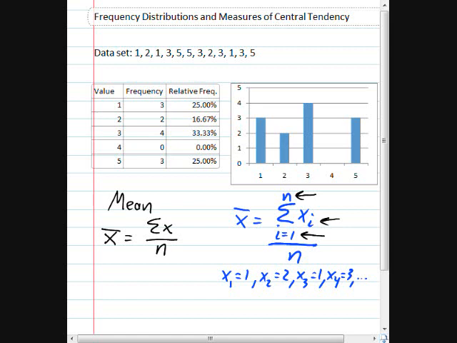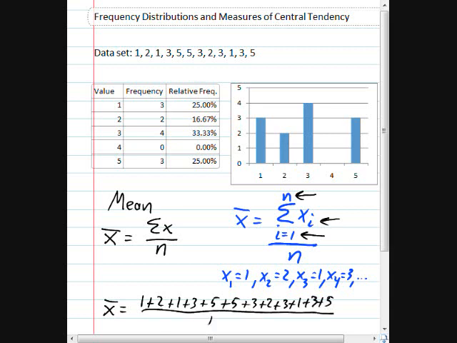Let's compute the mean of the data set in our previous example. According to our formula, the mean is found by adding up all of the x values and dividing by n, the total number of data points. Again, this is the average most people would compute if they were asked to find the average of these numbers. And this rounds to approximately 2.83.